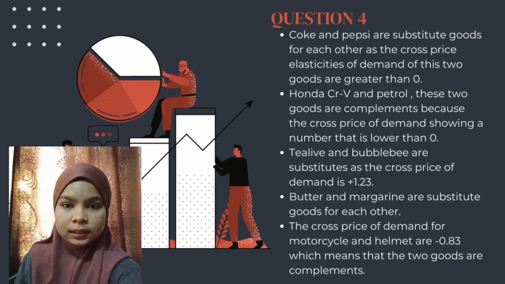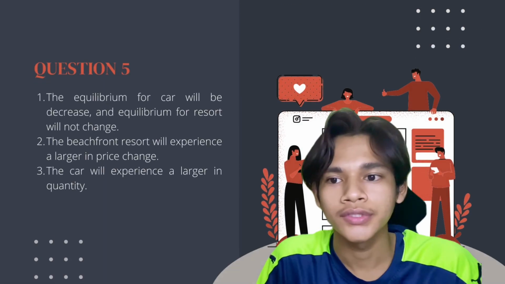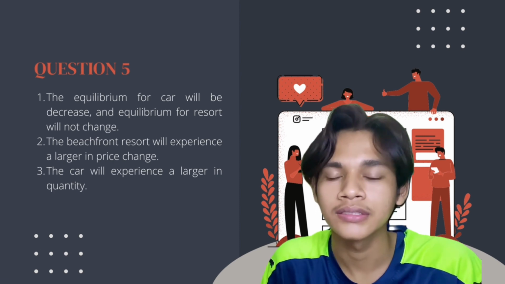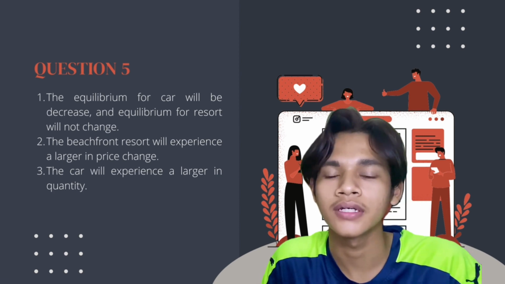For the last one, the table shows that the cross price elasticity of demand for motorcycle and helmet is negative 0.83, which means that the two goods are complements. When two goods are complements, they experience joint demand. The demand for one good is linked to the demand for another good. Therefore, if a higher quantity is demanded of motorcycles, a higher quantity will also be demanded of helmets, and vice versa.